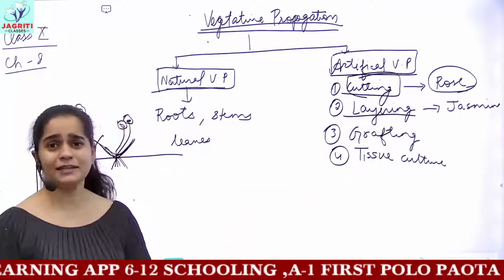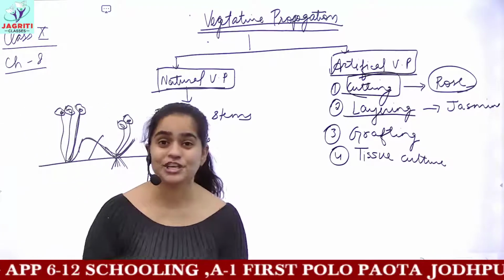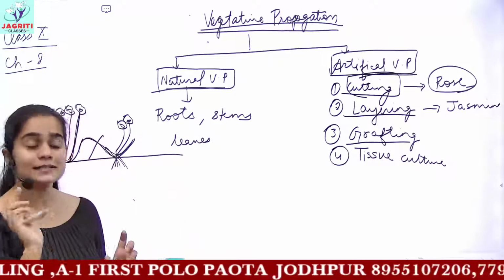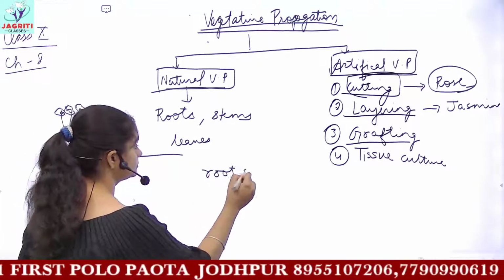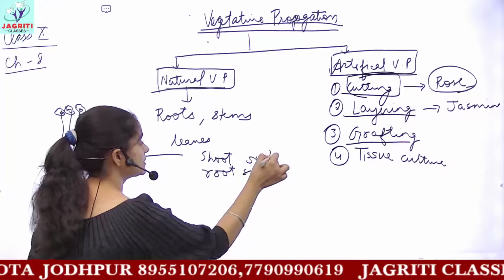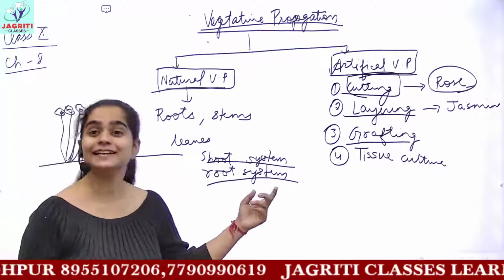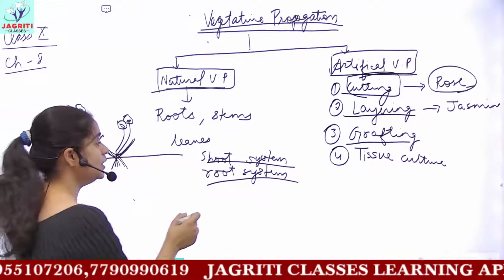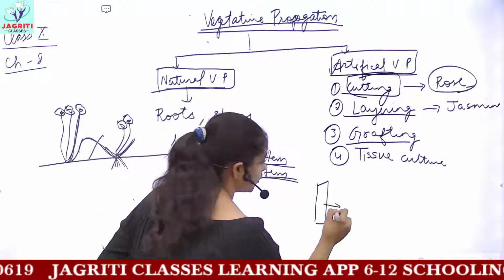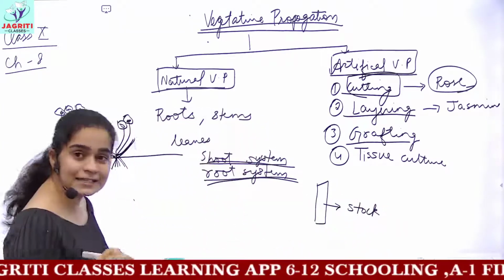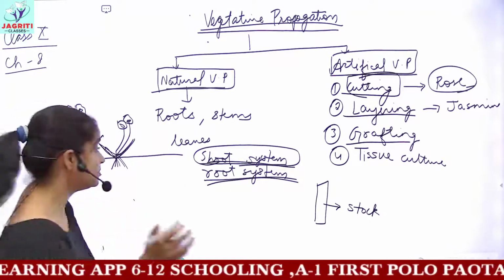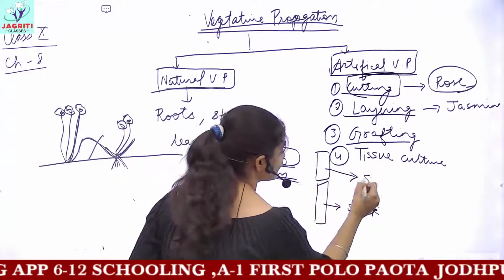Then you have the third method, which is grafting. This is also useful for rose, jasmine, grapes and bananas. How you perform grafting is, you take two parts, one from the root system and the other from the shoot system, that is the stem system. We also discussed this method in the previous video; I am giving you a recap. From the root system of one plant you take a portion, known as the stock. The second portion, taken from another plant belonging to the shoot system, is known as the scion.